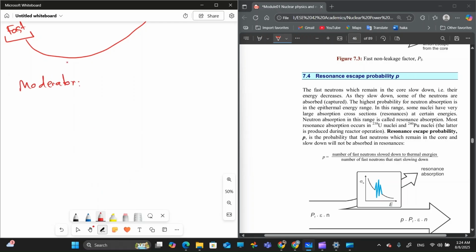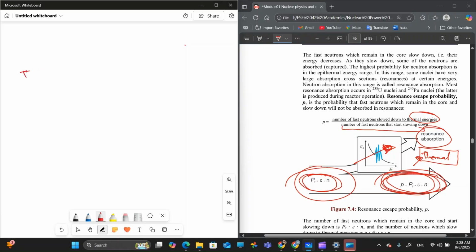So we can use different kinds of moderator. For example, H2O, heavy H2O is a good moderator. So moderator absorbs the energy from fast neutron and turns them into thermal neutron. Remember that we had thermal neutrons and we have fast neutrons. This middle part is called epithermal.